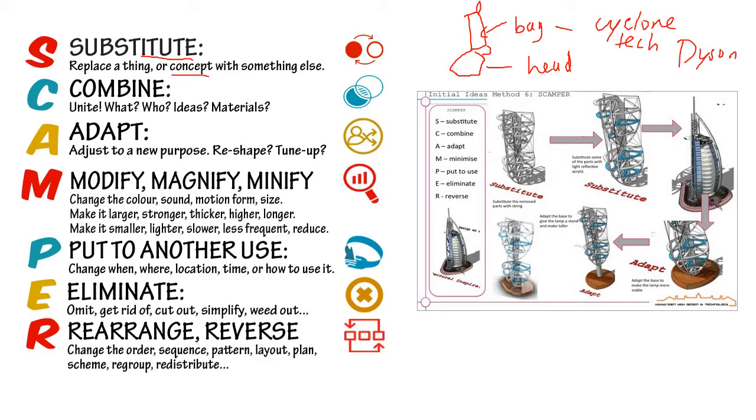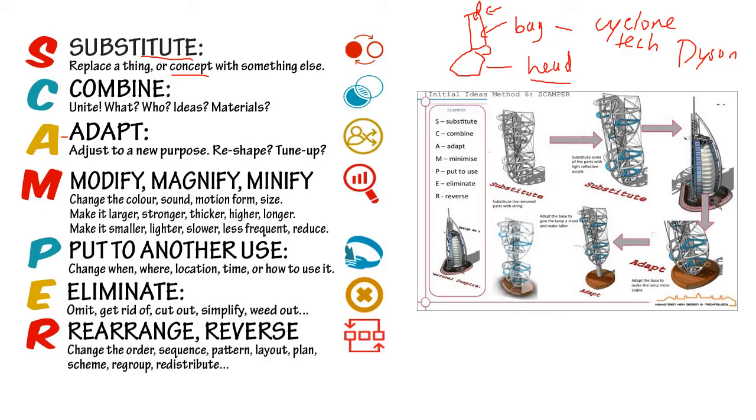The C in Scamper stands for combine. Could you combine things together? Could the handle and the bag be combined together? Could parts of the material be combined together? Or different things that usually have different functions, could they be combined? The A stands for adapt. Could something be adapted to do something different? Could you reshape the handle on the vacuum? Could you give something a new purpose? So could the head of the vacuum also do something else?